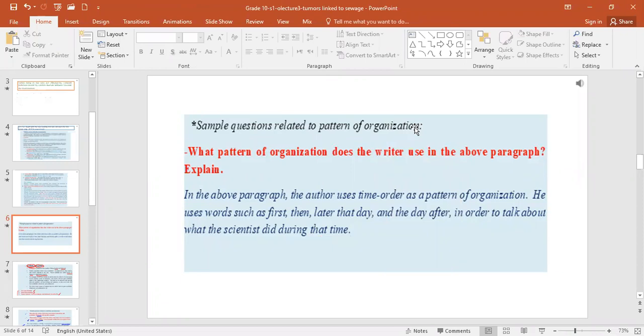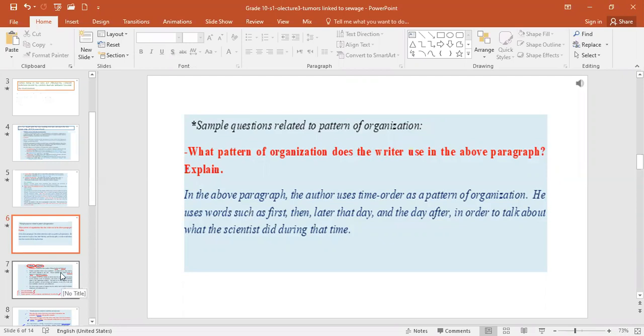Now, how am I going to ask you such a question, Adam? Can you read the screen in front of you? How do I ask you questions related to pattern? What pattern of organization does the writer use in the above paragraph? Explain. Read the answer, please. In the above paragraph, the author uses time order as a pattern of organization. He uses words such as first, then, later that day, and the day after in order to talk about what the scientist did during that time. Okay, is that clear? This is how I ask you, and this is how you must answer. Great.